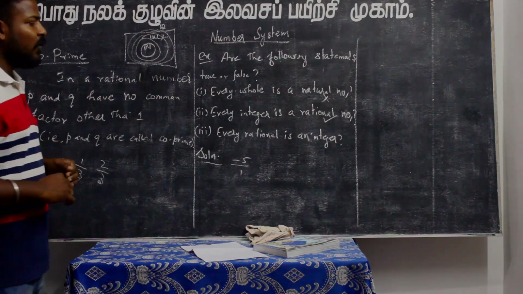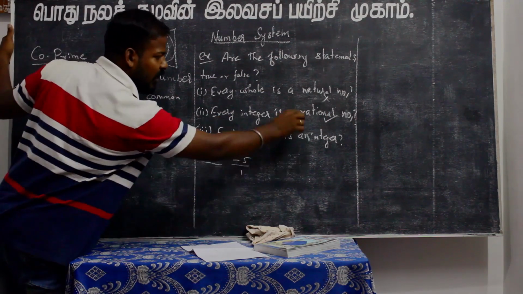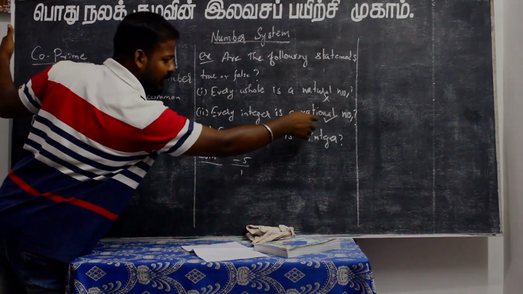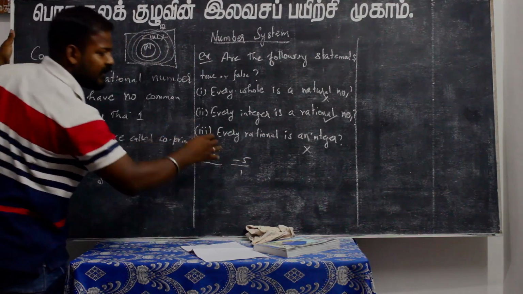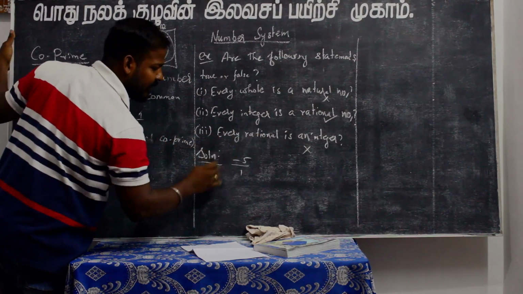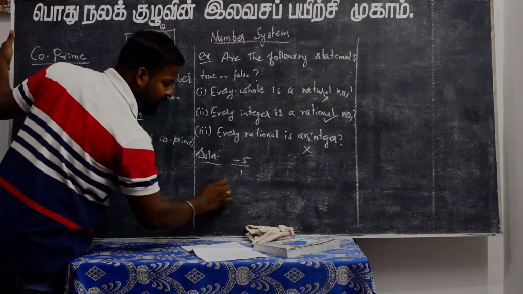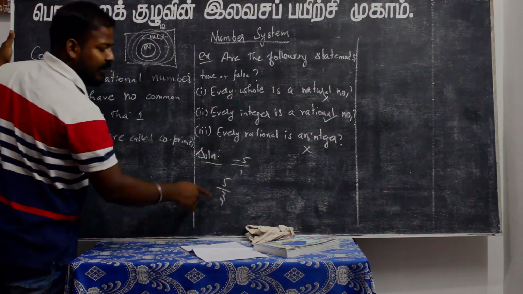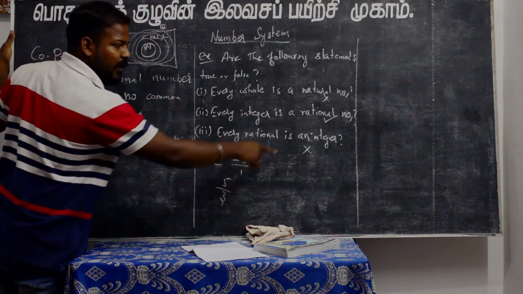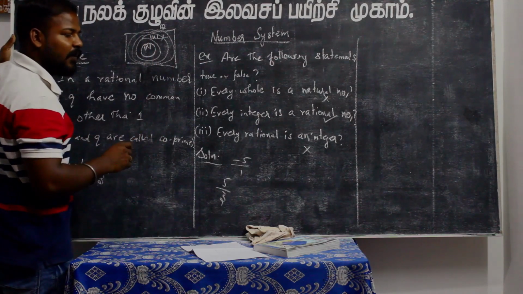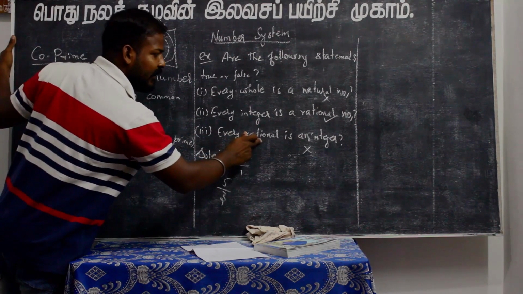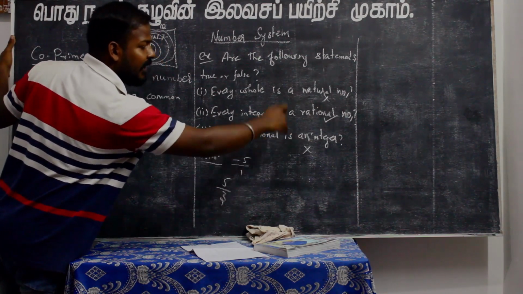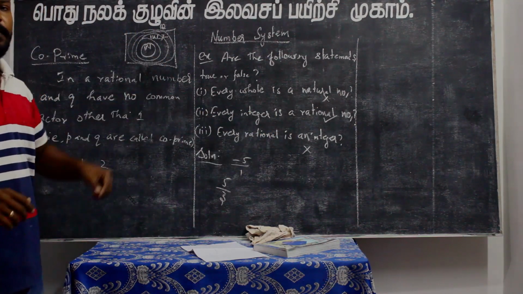What about the third one? This is the converse part. Every integer is a rational number, but every rational number is not an integer. We can give a simple example. Take the rational number 5 by 3. Is it possible to get an integer? That is not at all possible. So clearly every rational number is not an integer. This is a false statement.